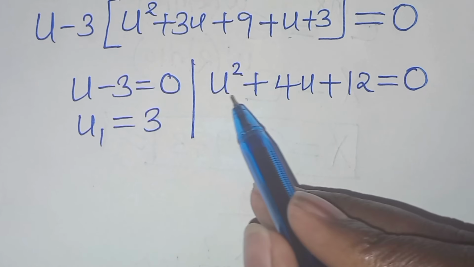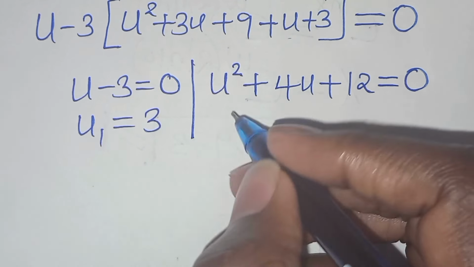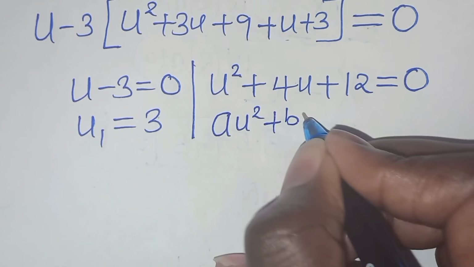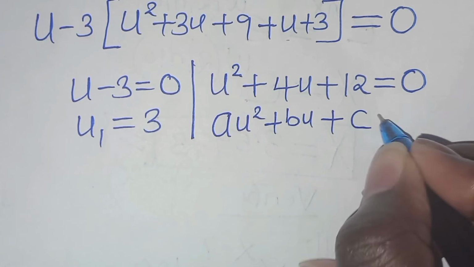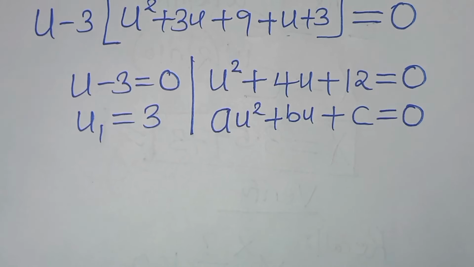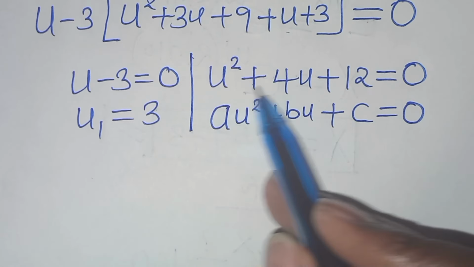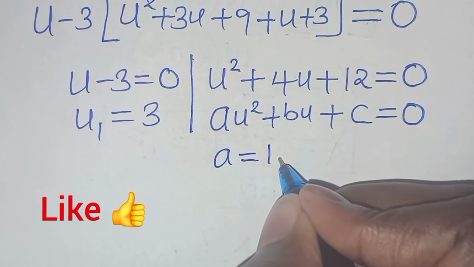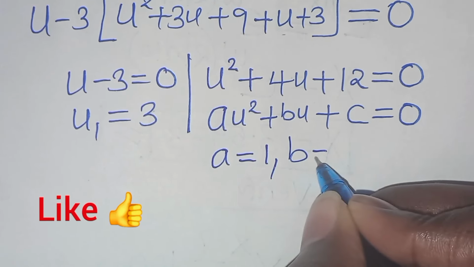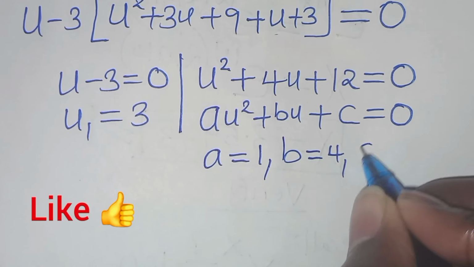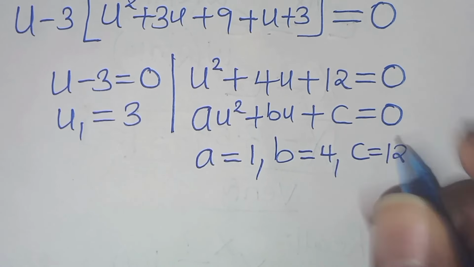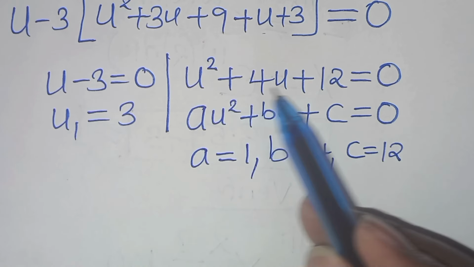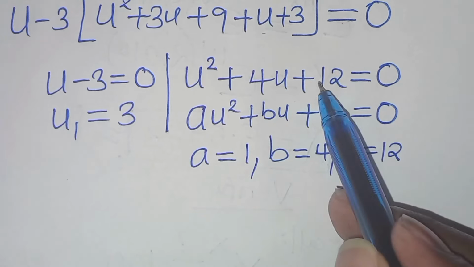Now, the second part here is a quadratic equation of the form au squared plus bu plus c equal to 0. From this quadratic equation, we have that a is equal to 1, b is equal to 4, and c is equal to 12. So the next step from here is to assess the nature of this quadratic equation.